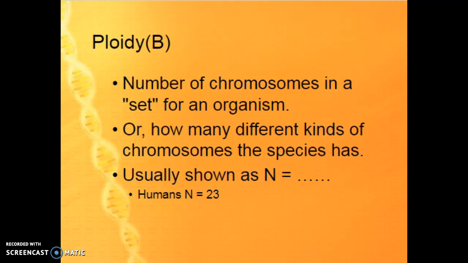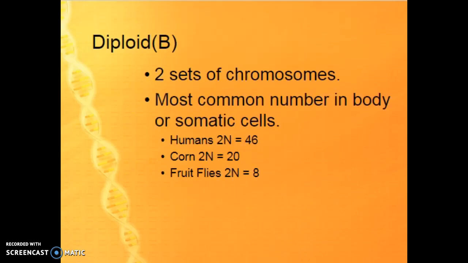Another vocab term here, ploidy, is going to be the number of chromosomes in a set. So n is haploid. That's our number of chromosomes per species. So in humans, our haploid number is 23. Okay, so diploid is going to be two sets of chromosomes. Di, of course, for two, and ploid from ploidy. So that's our most common number of chromosomes in our body, or our somatic cells. Our diploid number, of course, is 46.